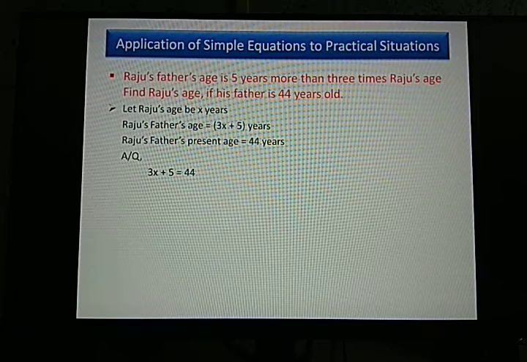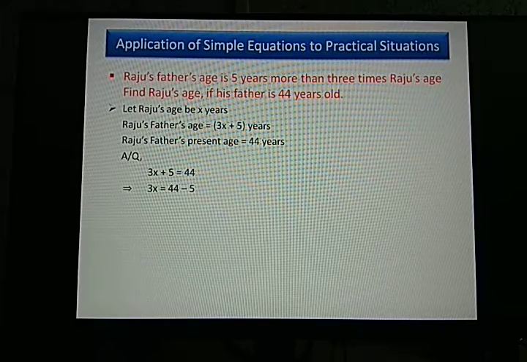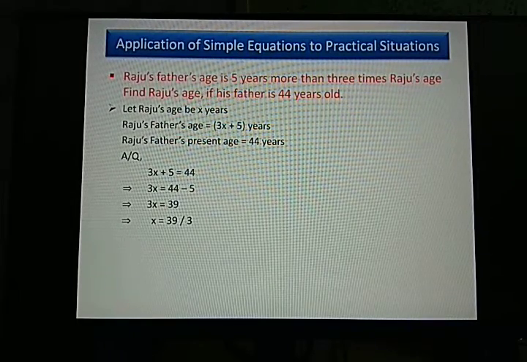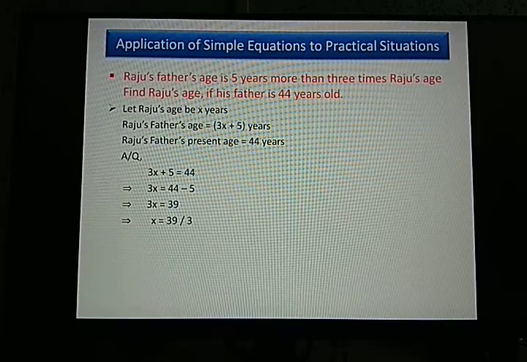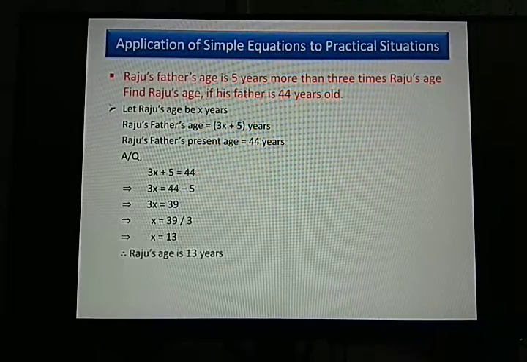Now we have to solve for x. That will give us Raju's age. So we have transposed 5 onto the right hand side. It became minus 5. So 44 minus 5 will give us 39. So 3x equals 39. Now we will shift 3 onto the right hand side. So it will be 39 divided by 3. And 39 divided by 3 gives us 13. So Raju's age at present is 13 years.